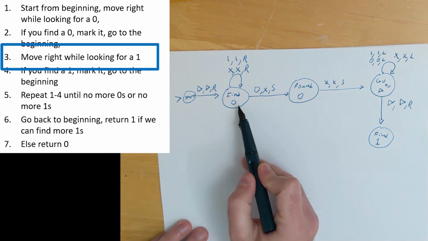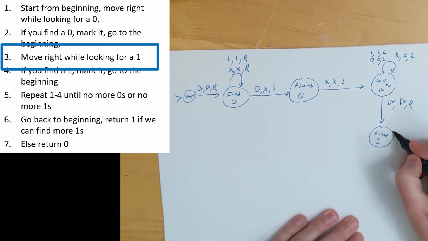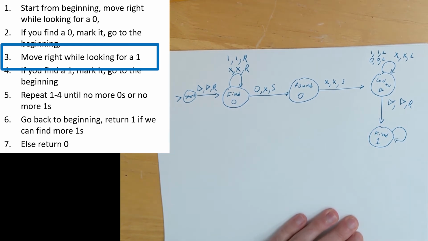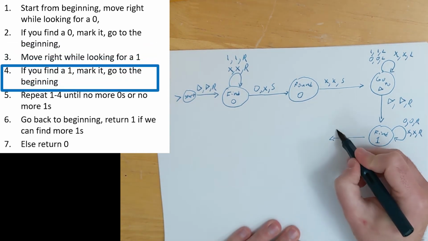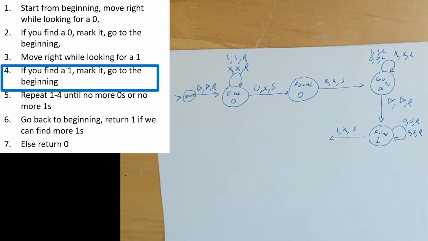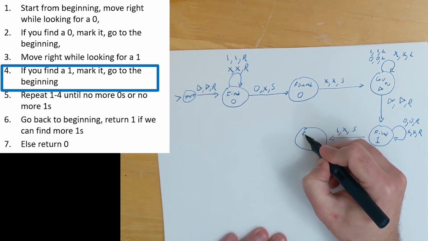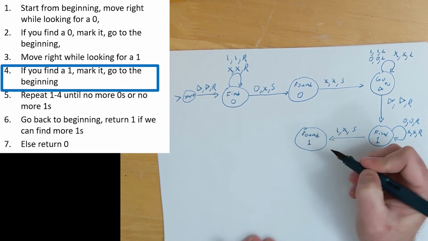So I'm going to do something very similar to what I did while I was finding a 0 over here, except I'm going to be trying to find a 1 instead. So as long as I'm looking at something that is not a 1, I'm going to keep marching to the right. So if I see a 0, then don't change it, but move to the right. If I see something that's marked off, don't change it, and move to the right. And then once I find a 1, then I'm going to mark it off. I'll stay in the same spot so we can move to the next step of our pseudocode. So now we're transitioning to this state that represents that we have found a 1.